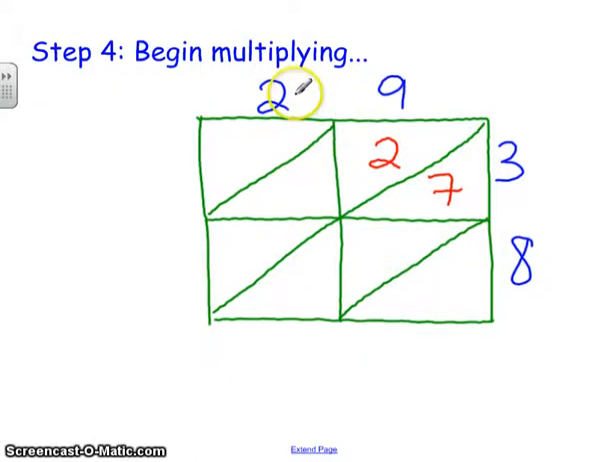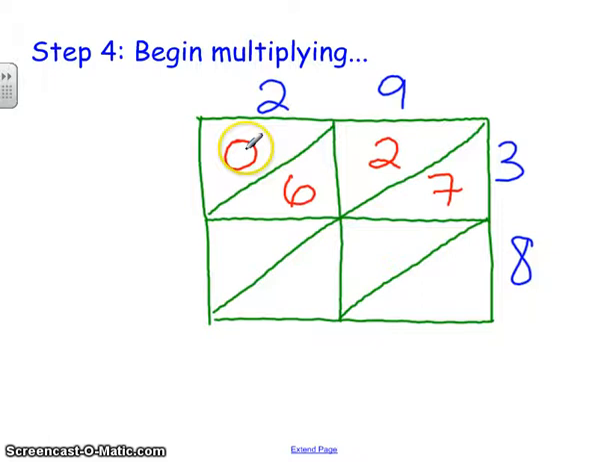The next digits that we're going to multiply is 2 times 3. Now 2 times 3 is 6. So what's going to go in this upper triangle? We're going to put a 0. We're going to put a 0 as a placeholder, and also because there is no tens place. So we're going to write a 0 there and a 6 here. It's important to know that each triangle needs to have a digit in there, and 0 is a digit.